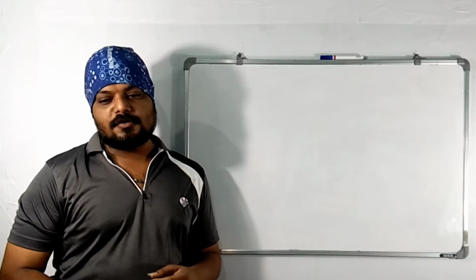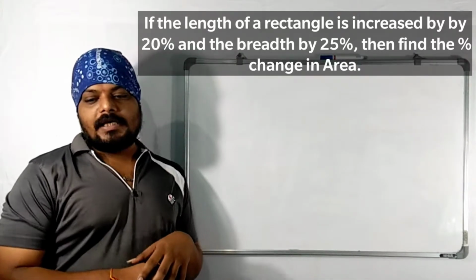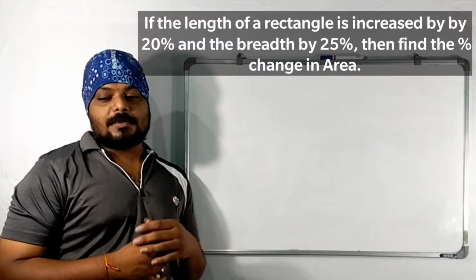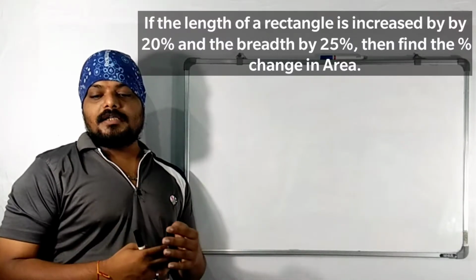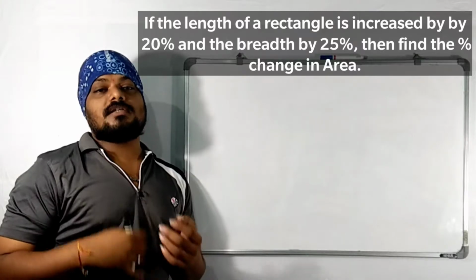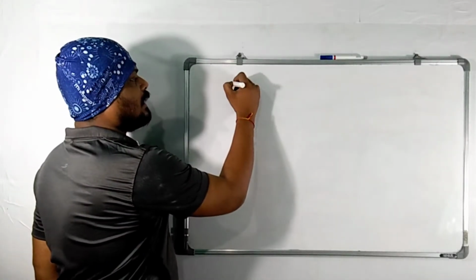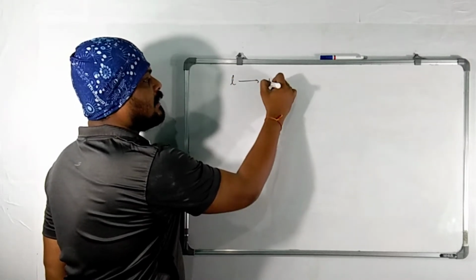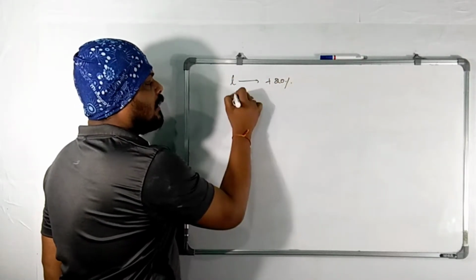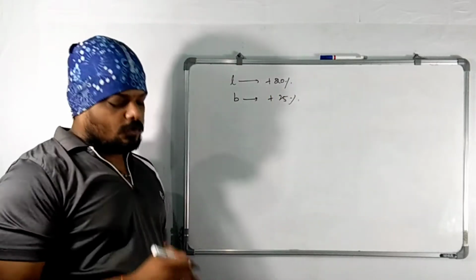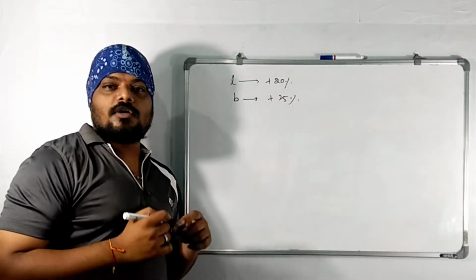Here is today's second question. If the length of a rectangle is increased by 20 percentage and the breadth by 25 percentage, then find the percentage change in area. So here the figure is a rectangle actually. The conditions given are that length is increasing by 20 percentage and breadth is increasing by 25 percentage, isn't it?